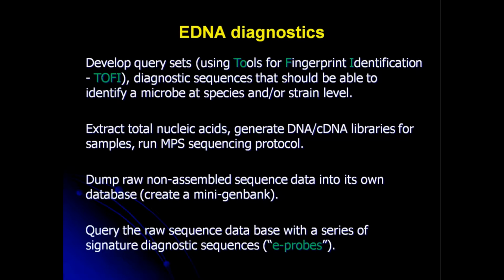EDNA does this, as the guys pointed out, by changing the pattern. So instead of querying the entirety of your next generation sequencing run against GenBank, we're going to develop query sets. And the program that they're using, which I don't know if that was spelled out either, is called Tools for Fingerprint Identification, or TOFI. And this is simply looking for diagnostic sequences that can identify either the species or the strain level.